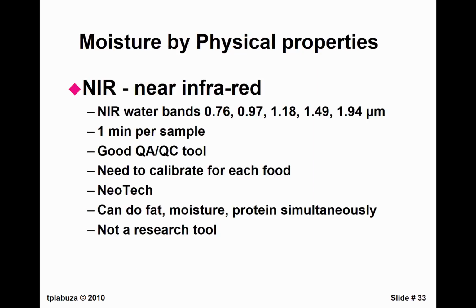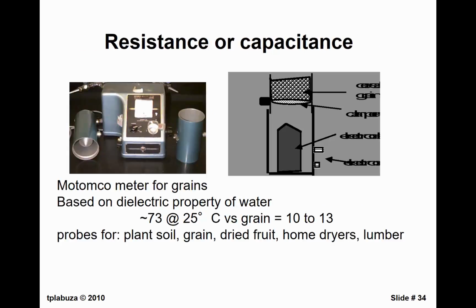So you've got to do that. It uses these water bands, 1 minute per sample. It's a good QA/QC tool, but you need that calibration. Neotech is probably one of the better ones. It gives fat, moisture, and protein simultaneously, but it's not a research tool. You can't take a product off the shelf somewhere, put it in there, and get a number that's going to mean anything.